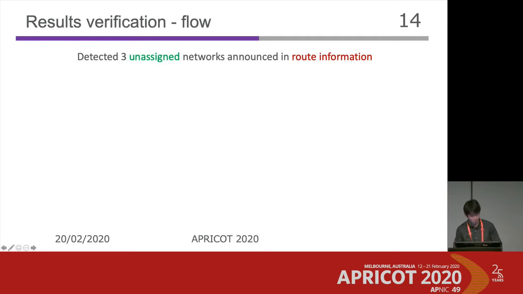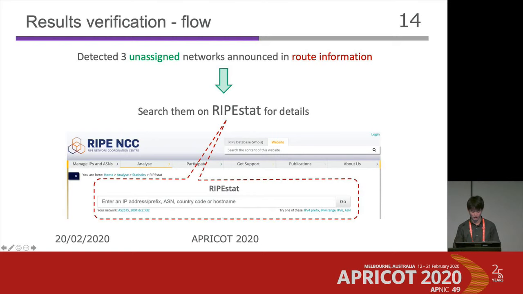Now, we look at the overview of how we verify the detected networks. We first detected three unassigned networks announced in routing information, as I've already stated in the summary. We searched those on RIPEstat for details. If you enter any IP address, prefix, AS numbers, et cetera, the result you get is the situation of how it is actually announced on the internet.